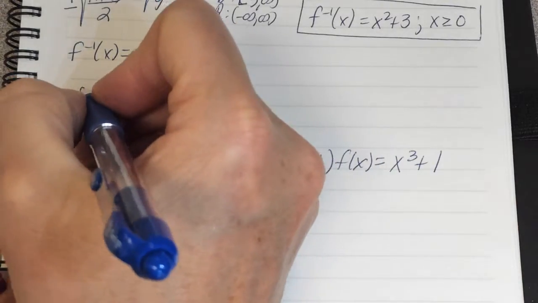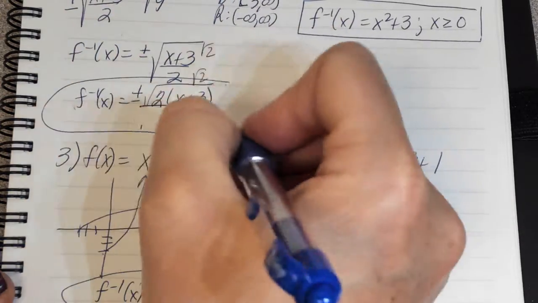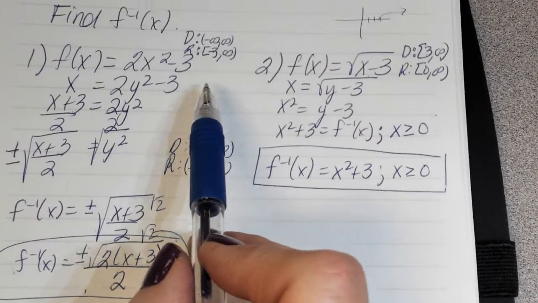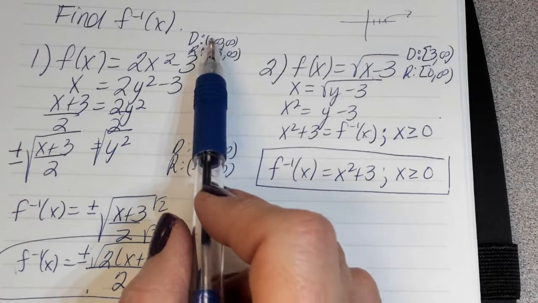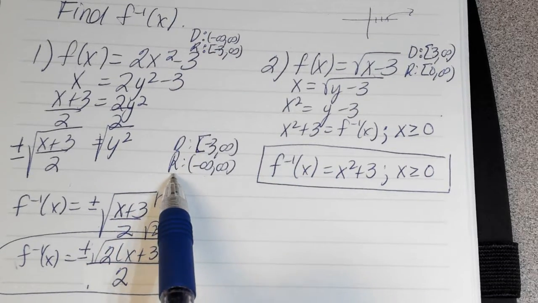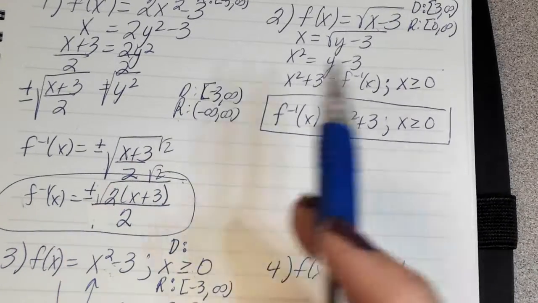Back here, bless you, back here I had to use the plus or minus because the domain back here was negative infinity to infinity, so my resulting range had to be negative infinity to infinity, so I needed the plus or minus.